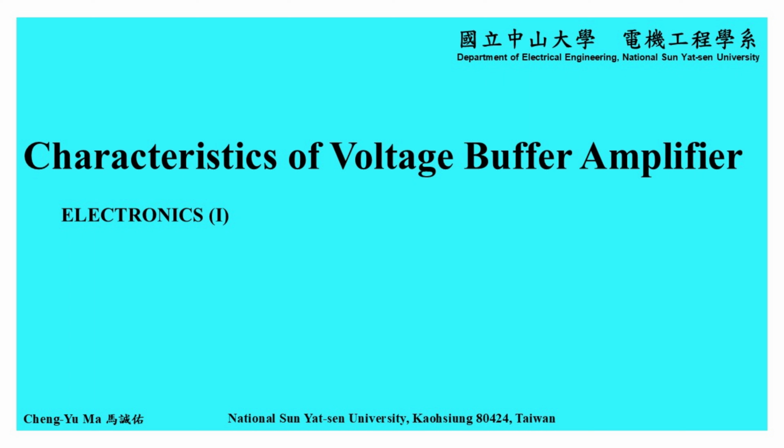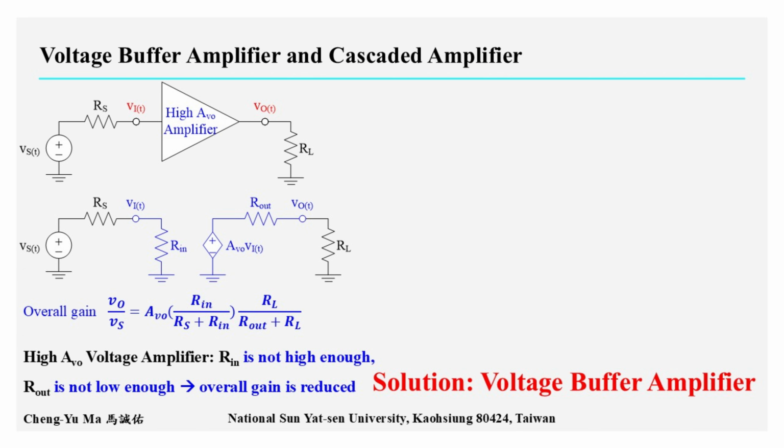Hello, everyone. In this section, we will introduce the characteristics of voltage buffer amplifier circuits in electronics. As mentioned in the previous video on the equivalent circuit of voltage amplifiers, if an amplifier has high open circuit voltage gain, but its input resistance Rin and output resistance Rout are not ideal, then its overall gain will also be unsatisfactory. In this situation, we need to use a voltage buffer amplifier.